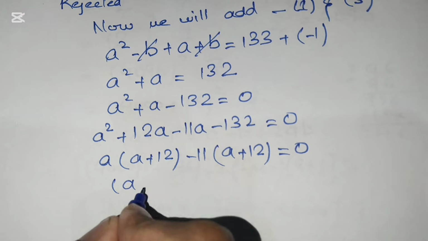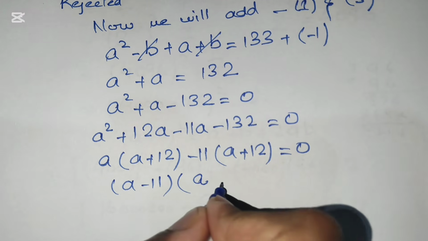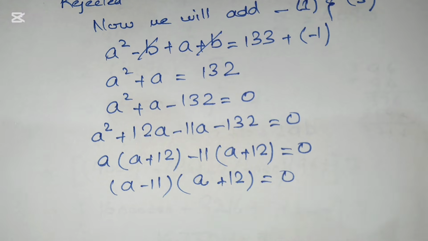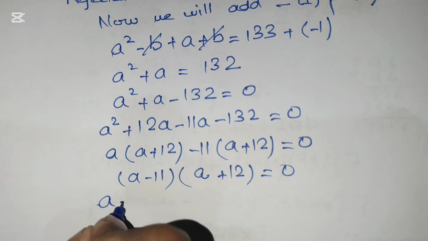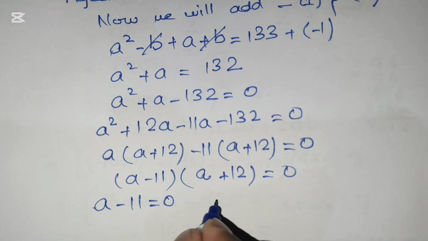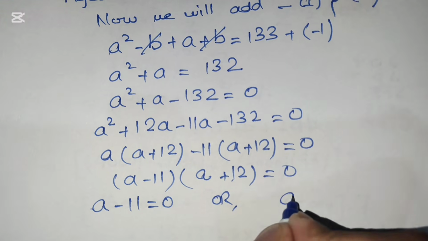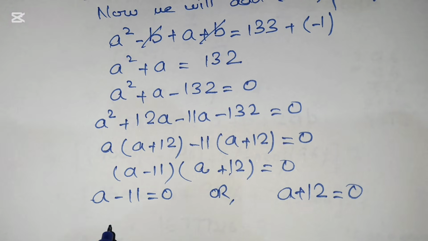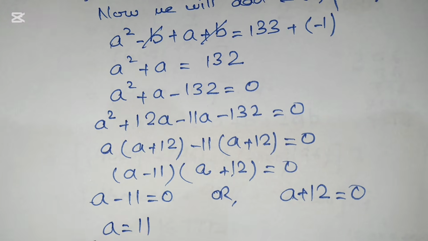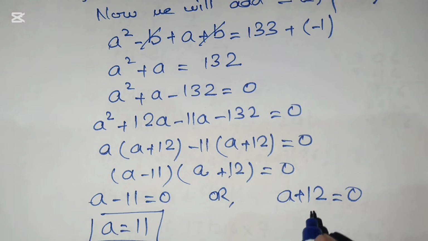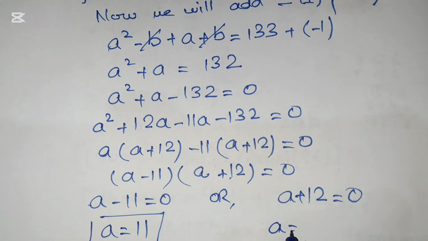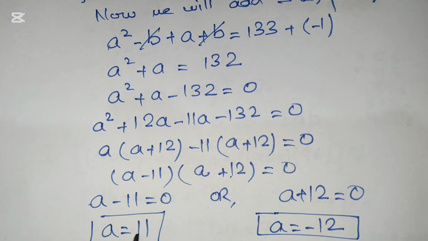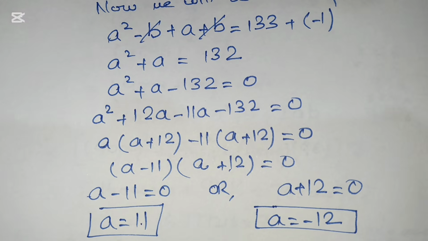So (a − 11)(a + 12) = 0. Either this will be equal to 0 or this will be equal to 0: a − 11 = 0 or a + 12 = 0. Add 11 on both sides, we get the first value of a, which is 11. And subtract 12 on both sides, we get a equals −12. So we have two values of a: 11 and −12.